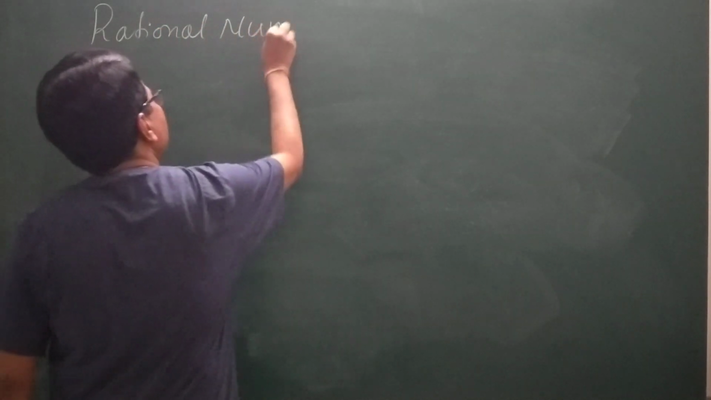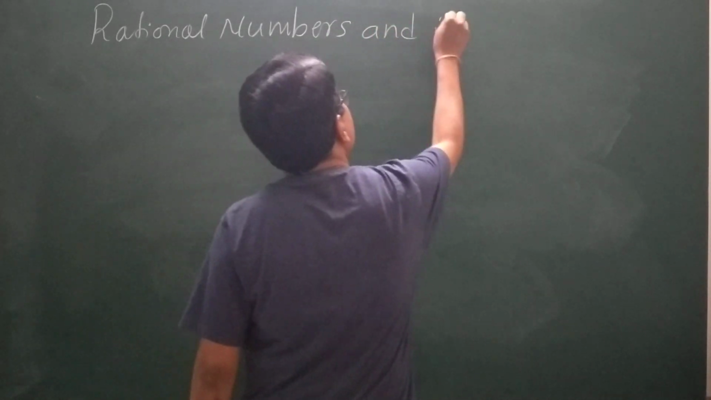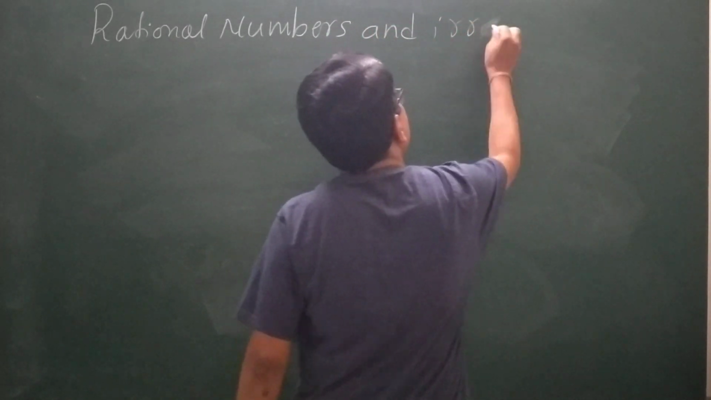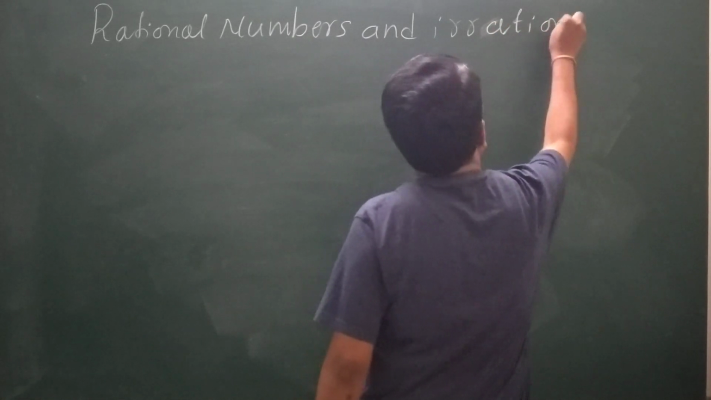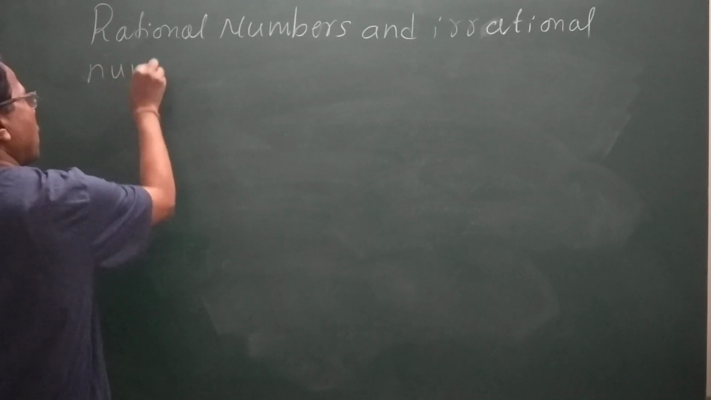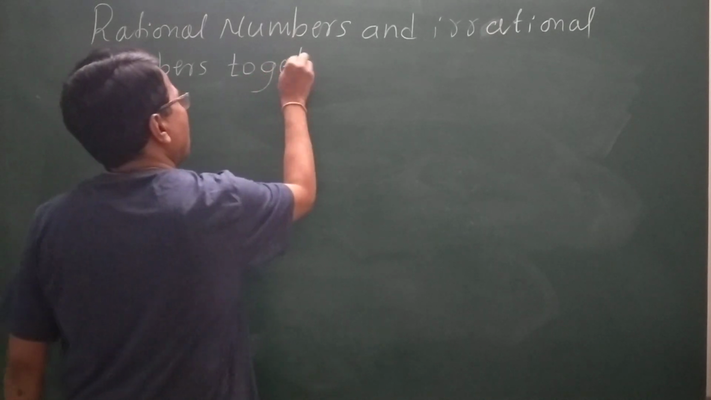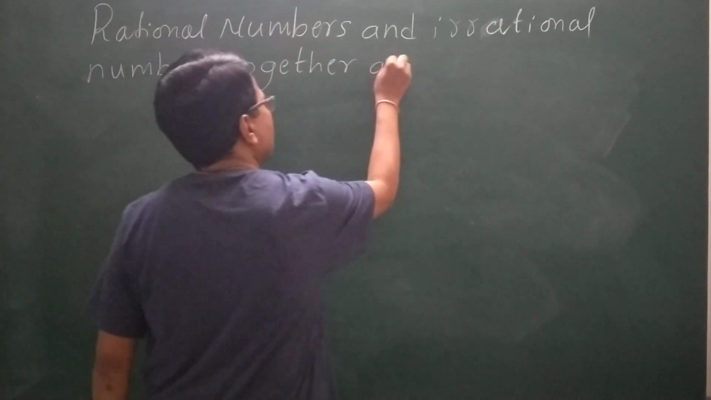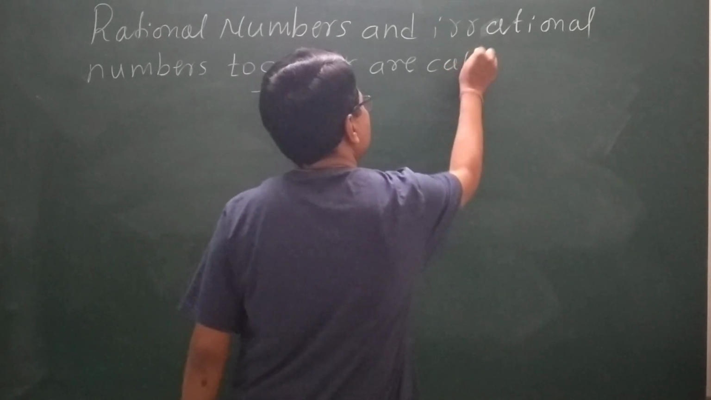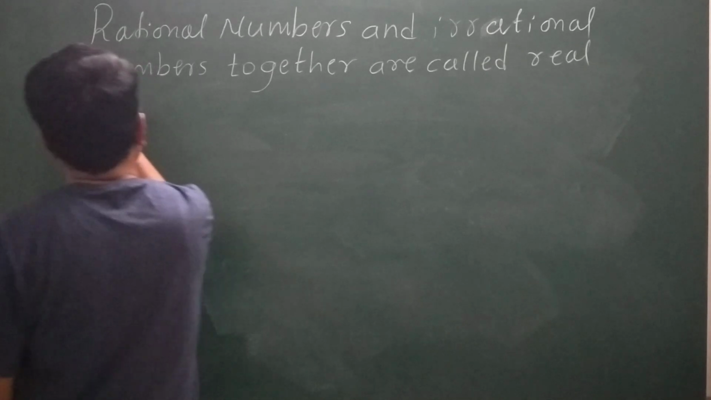Rational numbers and irrational numbers together are called real numbers.